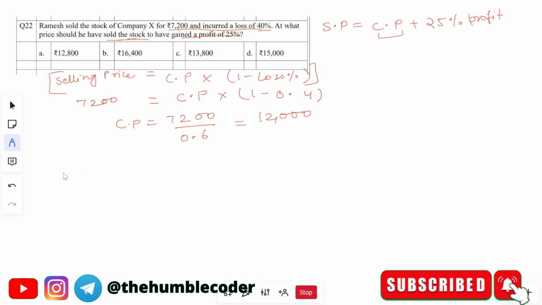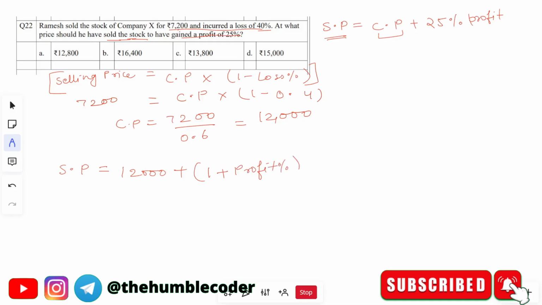Now let's move forward and find our final answer. In our final answer, what we have to find out is the selling price, right? Which is the desired selling price. So for the desired selling price, first we will need the cost price. Now we have found the cost price, and then 25% profit. What if we would have 25% profit? Then what we would do is 1 plus profit percentage, okay?